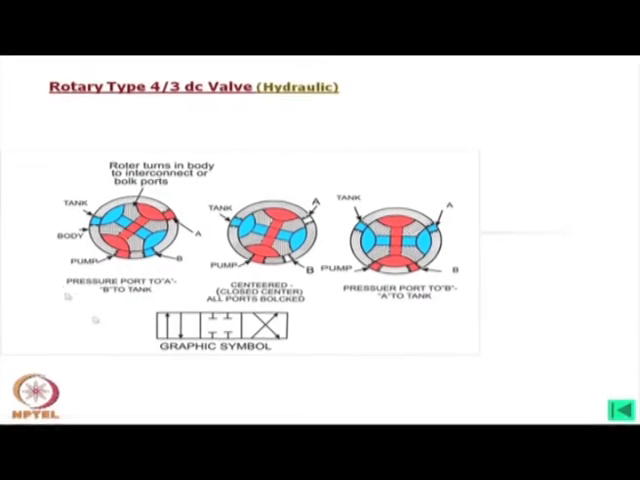Now, this is a 4/3 DC valve, but of the rotary type. These are not normally used, but at one point this valve became popular. In comparison to this, the spool valve has better leakage properties, that means less leakage. Here there will be more leakage, but this is easy to operate.